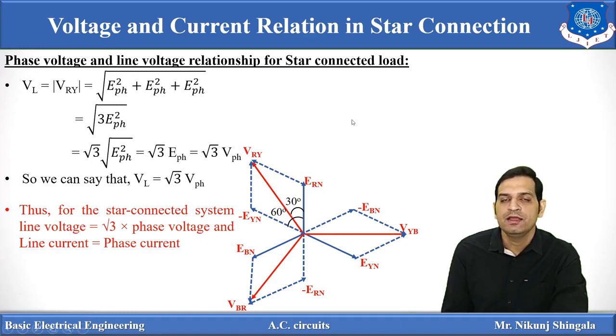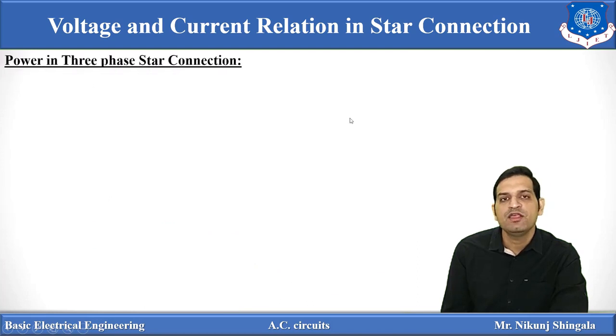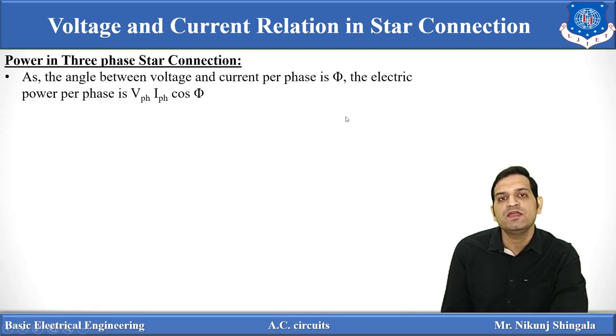Now moving towards the power. What is the power in a three phase star connection system? As the angle between voltage and current per phase is phi, the electric power per phase, the actual power, that is active power, will be V phase I phase cos phi. Because suppose we are assuming an inductive load is there, so some angle phi will be there. So the angle per phase is phi.